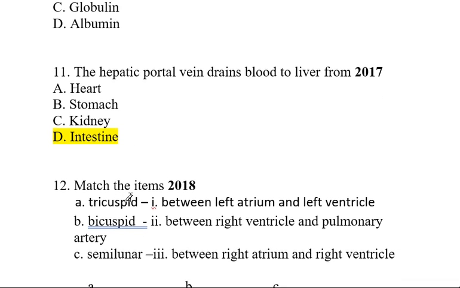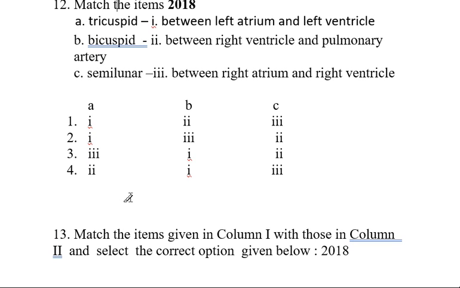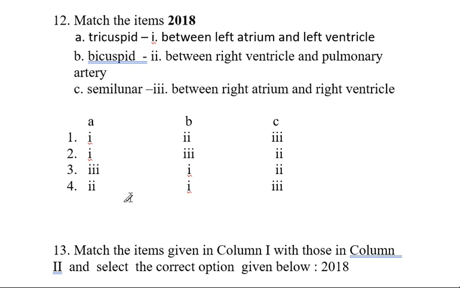Match the items. Tricuspid between the left atrium and left ventricle. Bicuspid between the right ventricle and pulmonary artery. Semilunar between the right atrium and right ventricle. So which is the correct match? 1, 2, 3, 4. It's option 3.